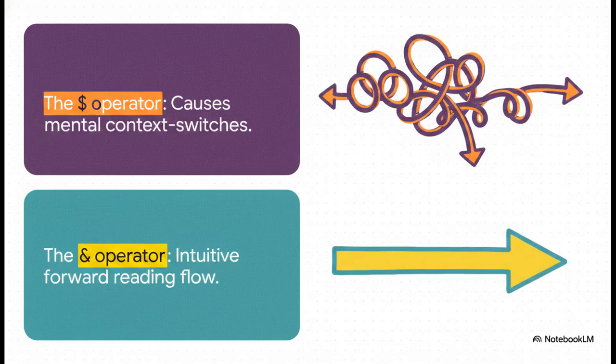So to fix this, the author realized they could just rewrite the logic using a different operator to make the whole flow way more intuitive. Instead of using the $ operator and dealing with those constant mental context switches, they swapped it for the ampersand operator. This is the reverse application operator. By replacing the $ with the ampersand, boom, you eliminate the directional ping-pong entirely. It creates this incredibly intuitive forward reading flow. You can actually read the logic left to right in the exact order that the actions are taking place. It's a real game changer.